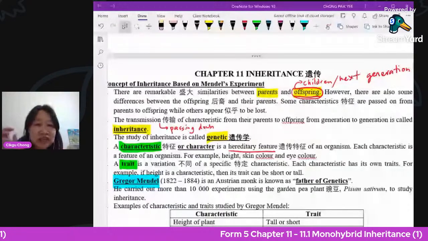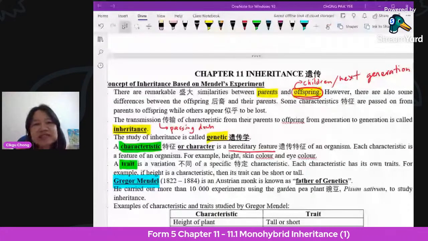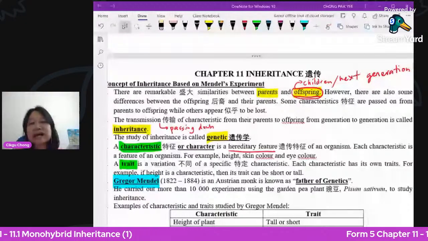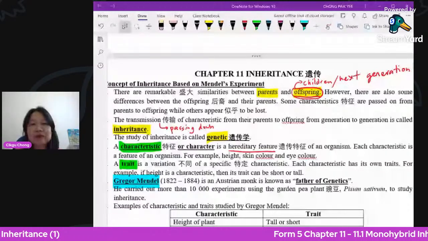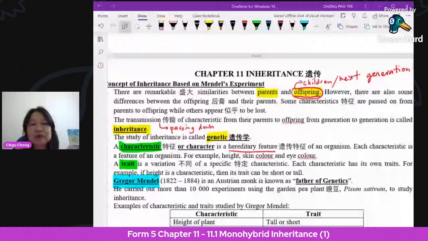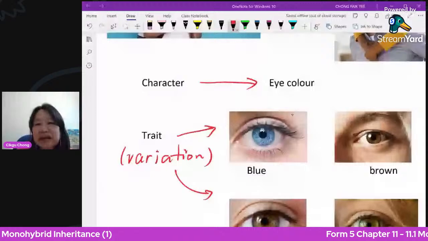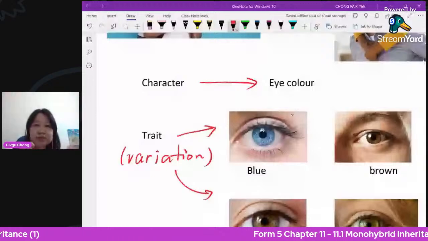Now, each characteristic is a feature of an organism. For example, height is one character or characteristic, skin color or eye color. Now let me show you this picture. Now, character is a feature. Let's say we talk about eye color. Eye color is a character which every human has, because every human has got eyes, right? And not everybody has the same eye color. So character refers to the eye color.